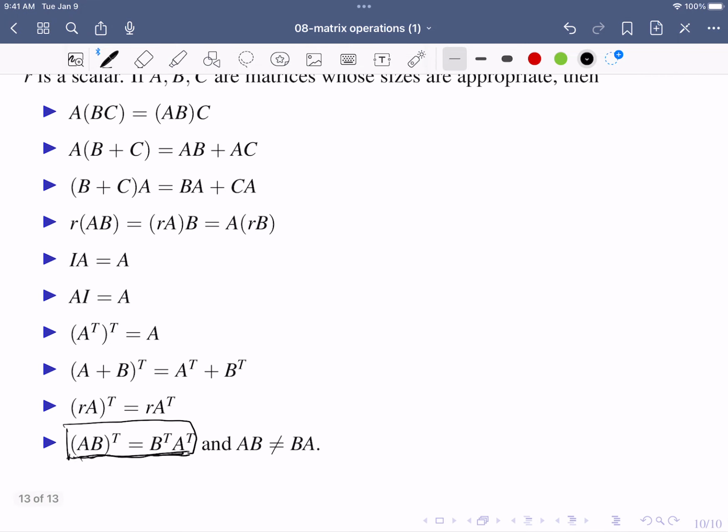Another point I want to emphasize here is that AB is not equal to BA. In number algebra, A times B always equals B times A, it's commutative, but for matrices, AB is not equal to BA in general. All right, we stop here.